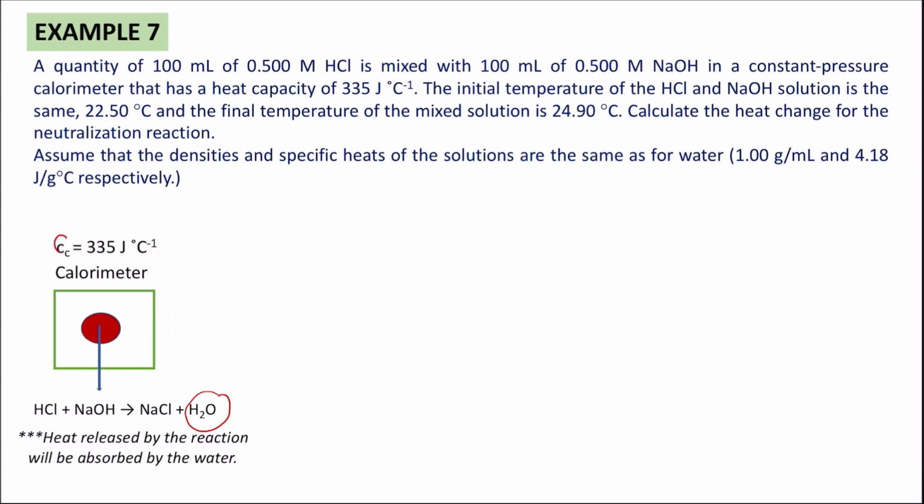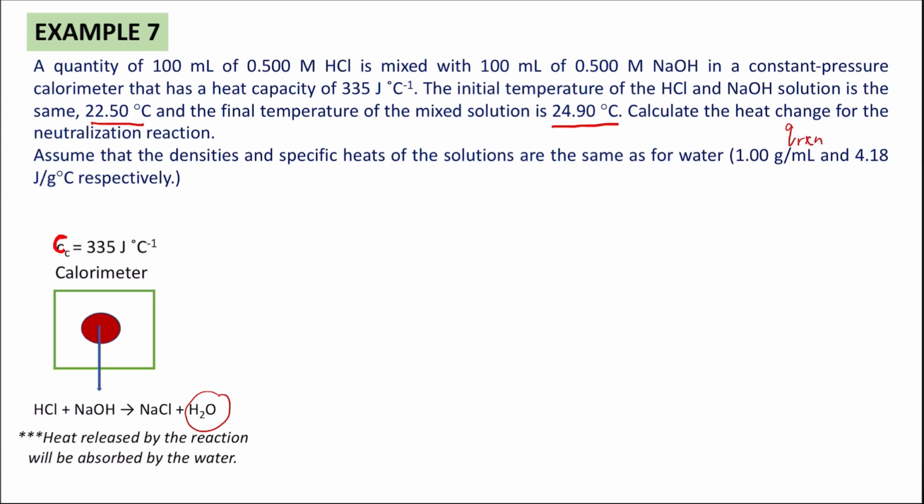Seterusnya, kita ada information seterusnya, calorimeter ni dia punya heat capacity adalah 335 joule per degree Celsius. So, betul kan saya kena buat capital letter C kat sini. Sorry ya. Next, dia cakap initial temperature adalah 22.50 degree Celsius dan final temperature adalah 24.90 degree Celsius. Dan dia minta awak calculate the heat change, iaitu Q reaction awak.